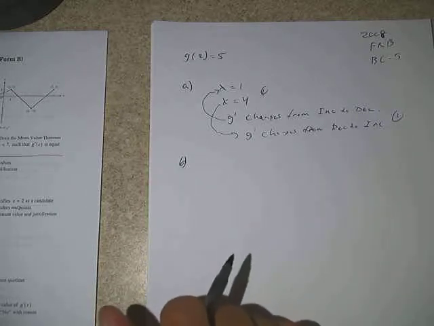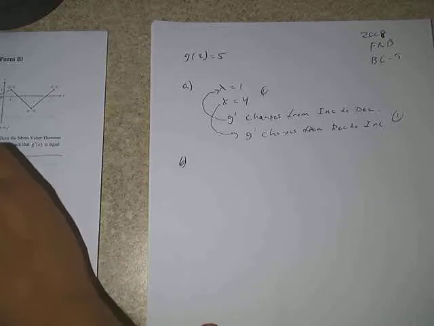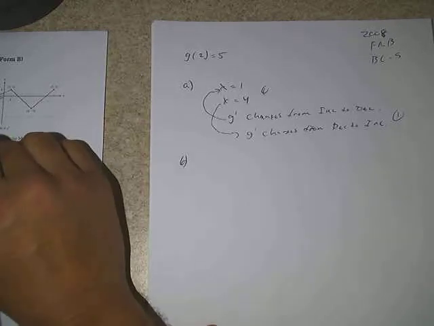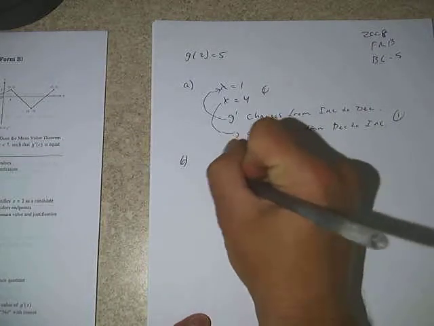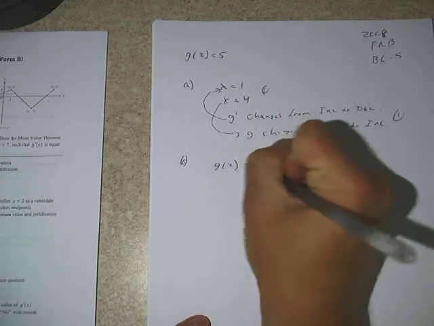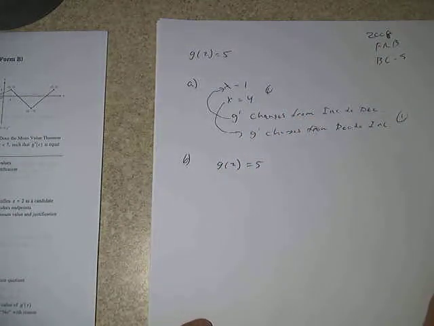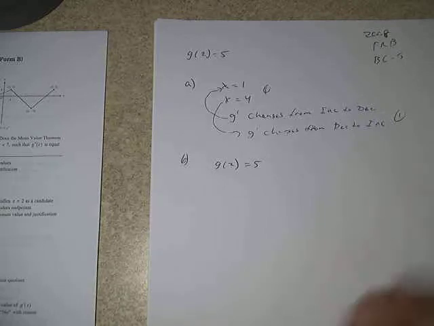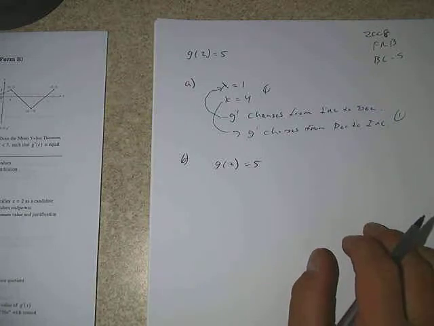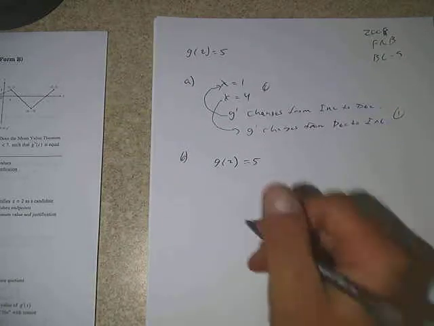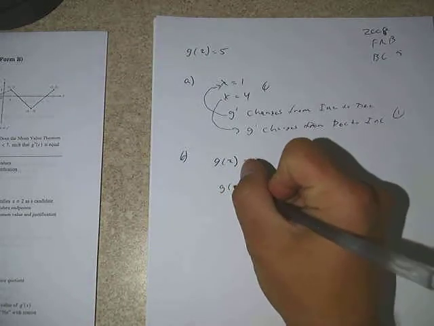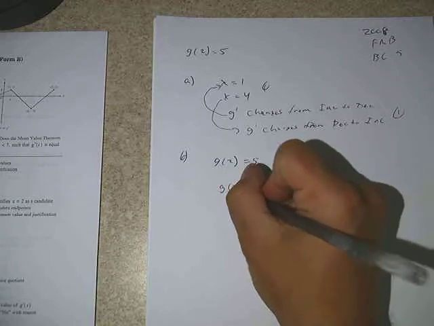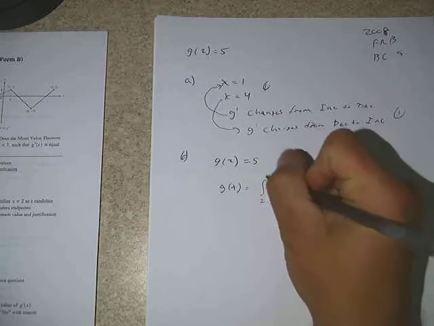Part B says find the absolute maximum value of g on the interval -3 to 7. So where do we have an absolute maximum of g on -3 to 7? Well, keep in mind that we know g of 2 is 5. That's one thing that we do know.